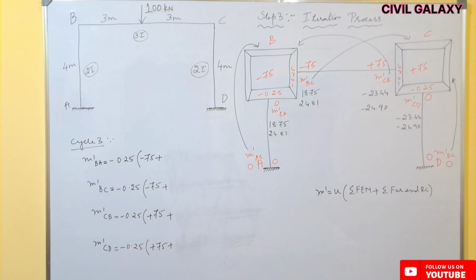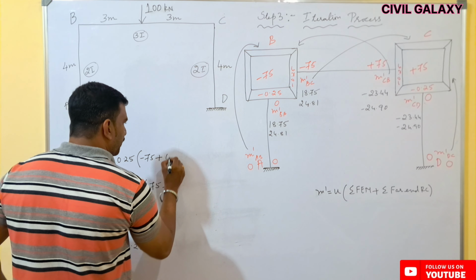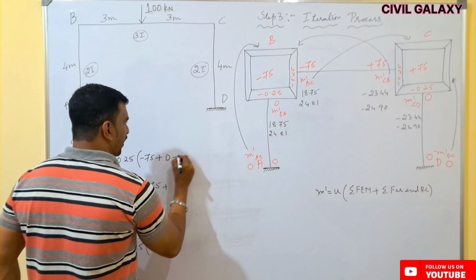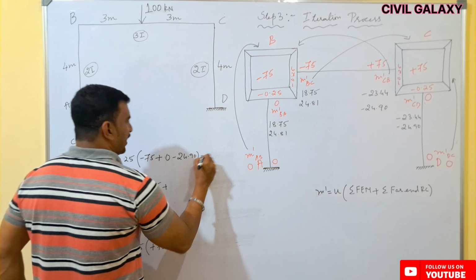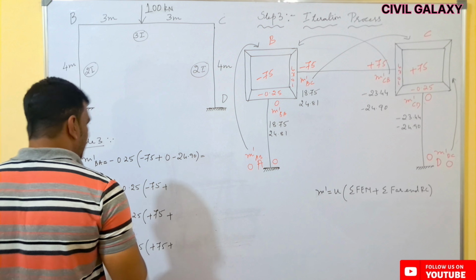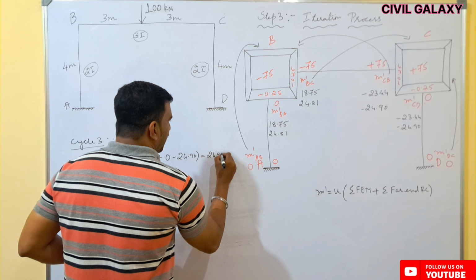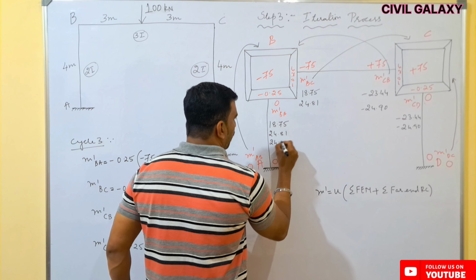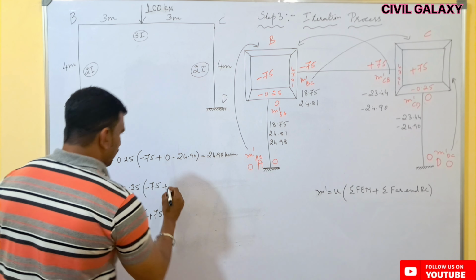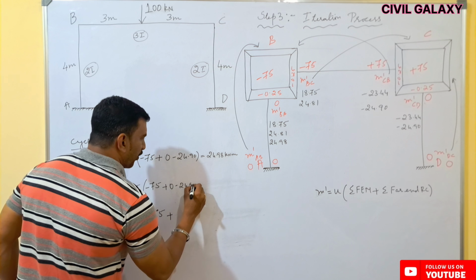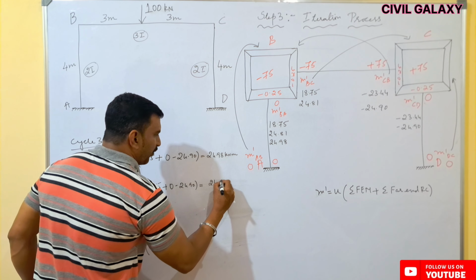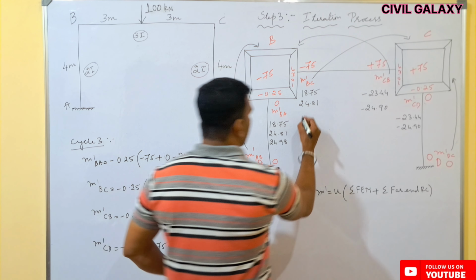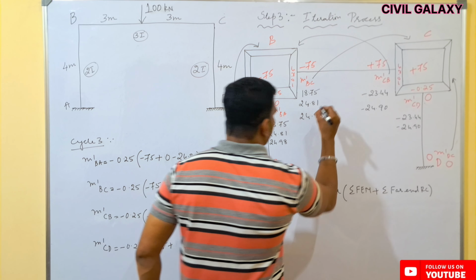See here. So here it will be 0, and here we are having the far end rotation contribution, a new value which is minus 24.90, which will be equal to 24.98 kilonewton meters. So here it is 24.98. So here also minus 24.90, which will be equal to 24.98 kilonewton meters. So this value also we will just add over here, 24.98.